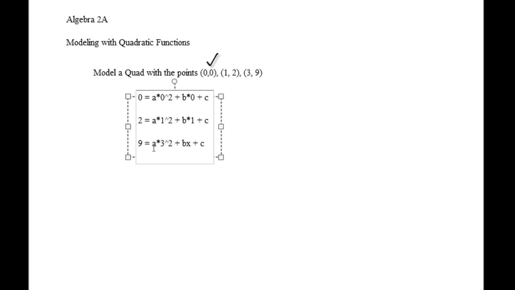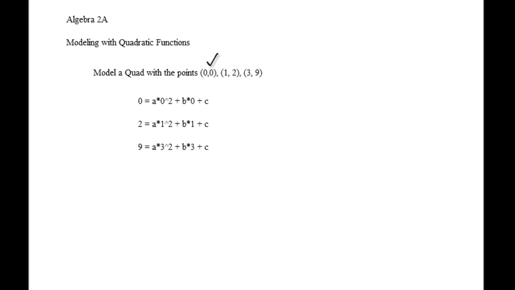And you're probably going, what is he doing? Where is his end game? Well, what I'm going to do is get 3 equations now, and you guessed it, it is now a system of equations. So on top, I get c equals 0. The next line, I get 2 equals a plus b plus c. And on the bottom, I get 9 equals 9a plus 3b plus c.